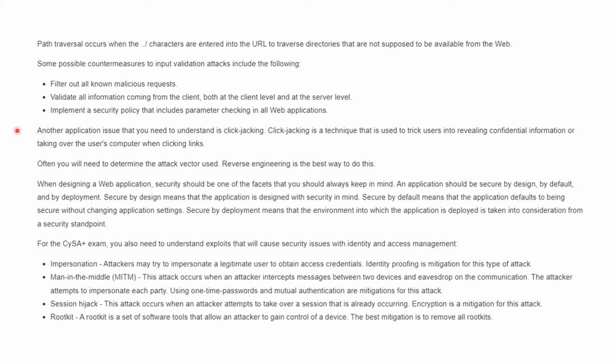Another application issue that you need to understand is clickjacking. Clickjacking is a technique that is used to trick users into revealing confidential information or taking over the user's computer when clicking links. Often, you will need to determine the attack vector used. Reverse engineering is the best way to do this.